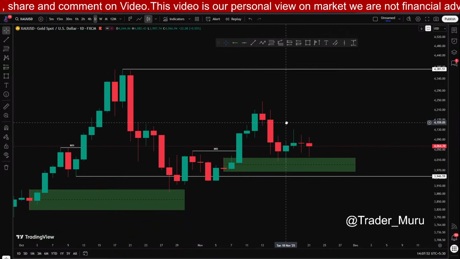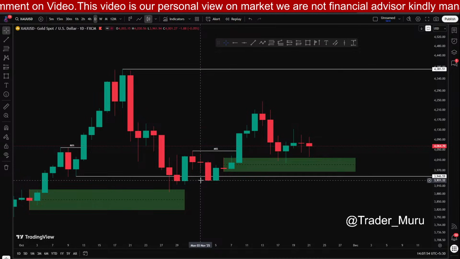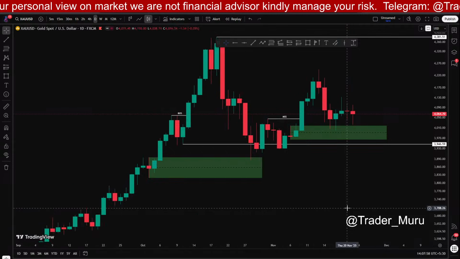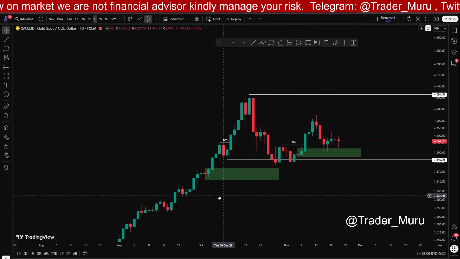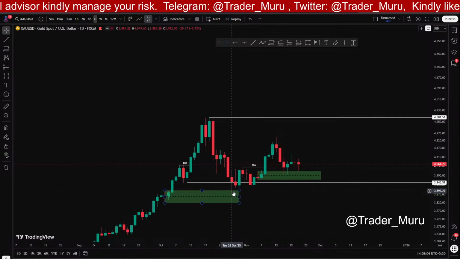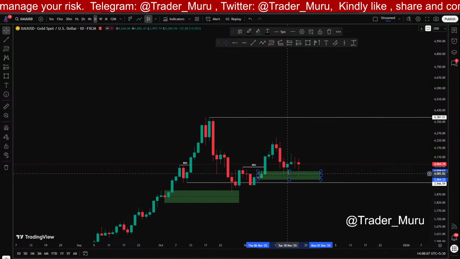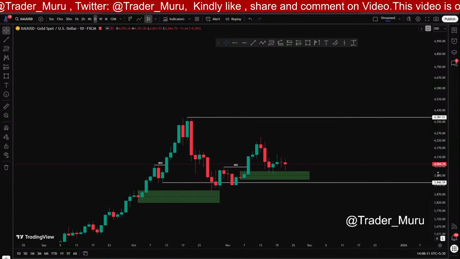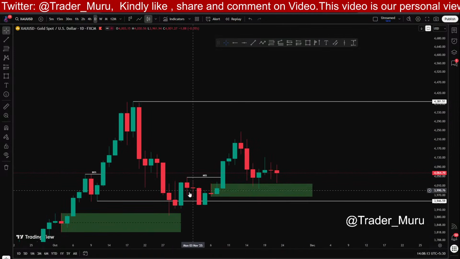moving. Whenever we have daily time frame and 4-hour time frame pending order blocks which get tested, like this one, it will give you a massive initial test momentum, and we are already watching this.